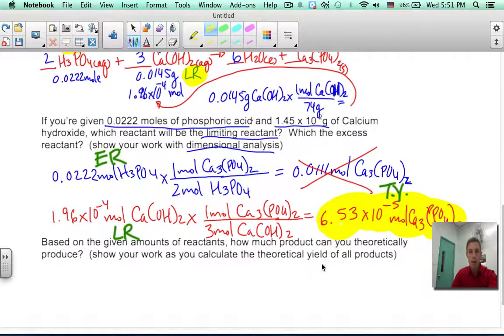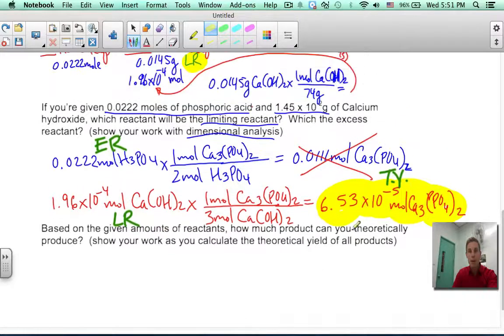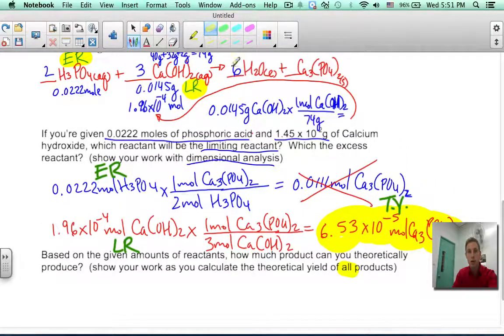Alright, based on the given amounts of reactants, how much product can you theoretically produce? We found the product of the calcium phosphate, and it says show your work as you calculate the theoretical yield of all products. So now we just have to find the theoretical yield of the other product. The other product is water. Super easy. Let's do it.